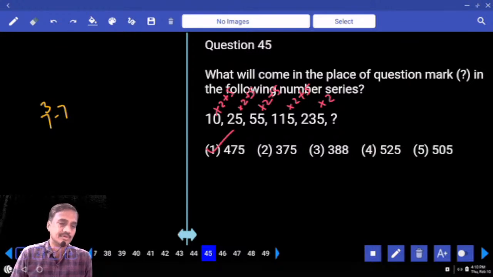Clear? With this we have come to the end of this paper. Any doubts in this?